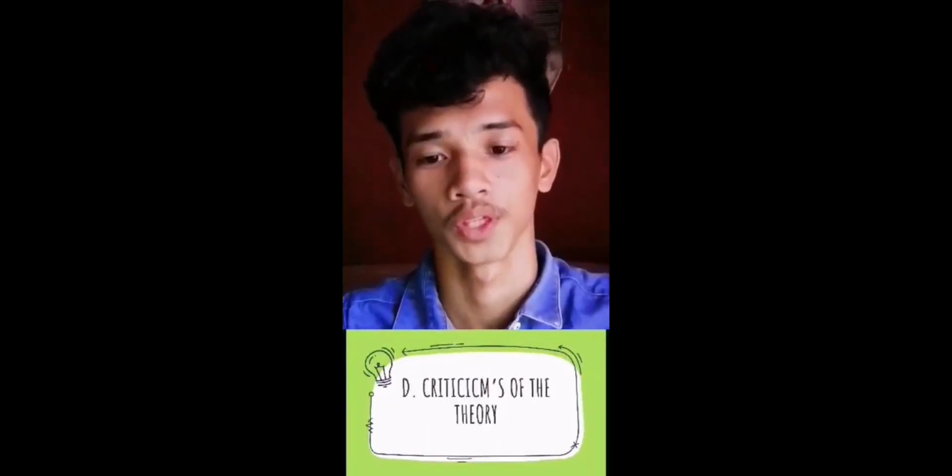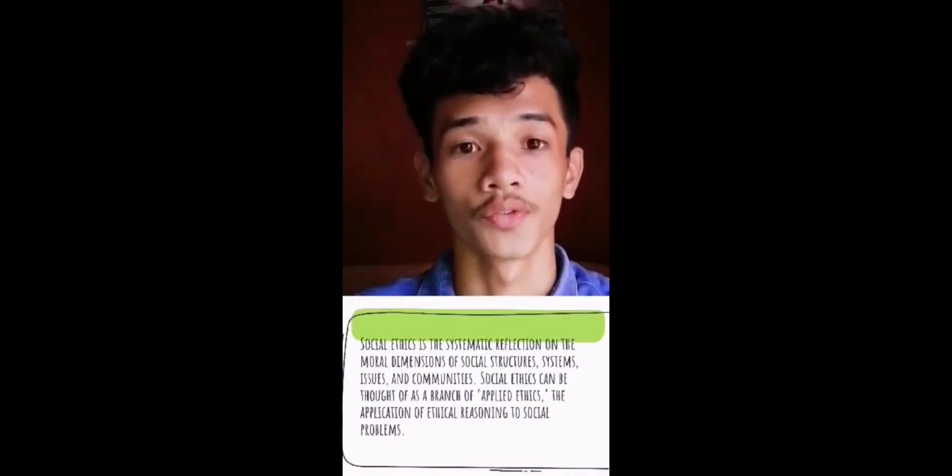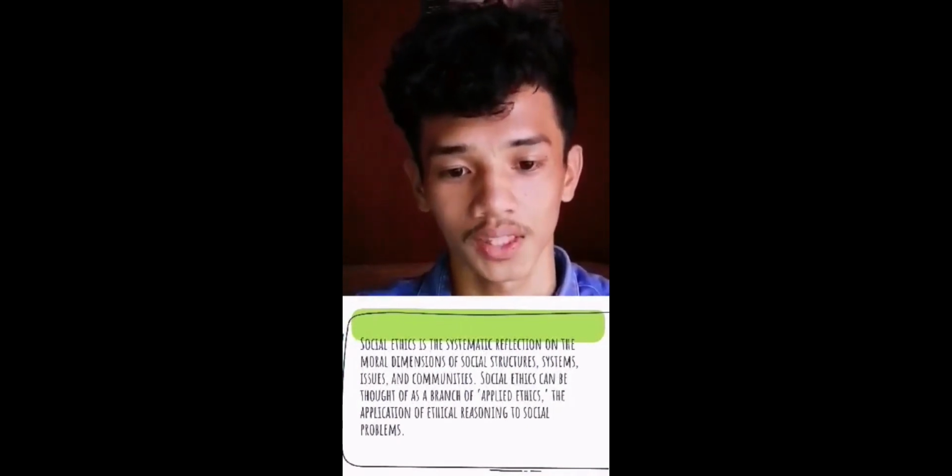Criticisms of the theory. Social ethics is a systematic reflection on the moral dimension of social structures, systems, issues, and communities. Social ethics can be thought of as a branch of applied ethics, the application of ethical reasoning to social problems. So these are the philosophers who critique the social ethics.